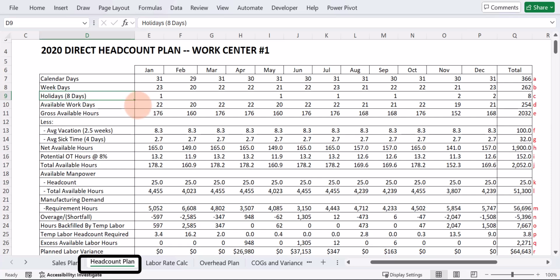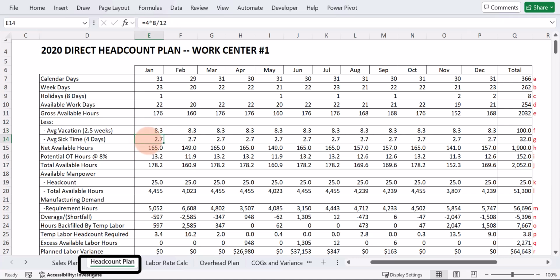So we have now 254 weekdays that we're going to have, and then we multiply those number of weekdays times 8 hours a day. And then that gives us the gross number of hours that we think that employees are available to work before adjusting for vacations and sick leave where people would be out of the office. So now we begin next at row 13. We subtract out 2.5 weeks for our prototypical employee here, which would be about 100 hours a year.